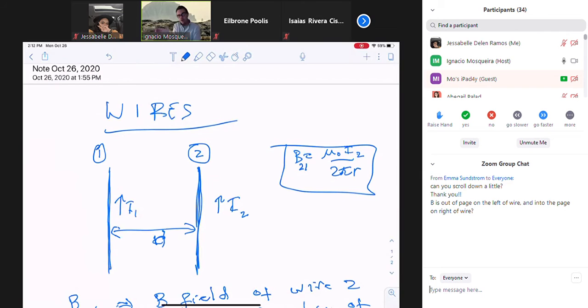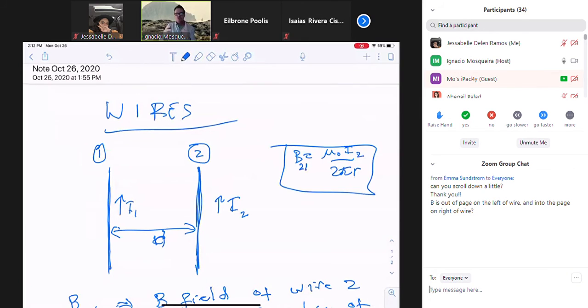So if you're interested in here in this direction, then this would be into the page. If you're interested here, it would be to the left. If you're interested here, it would be out of the page. Well, that's where wire 1 is. I want to know the B field at the other wire, not some random place in space, because what I'm interested in is the force on this wire. So I need to know the B field of this wire at the location of the other one. Okay, I hope that's clear. That's important. Emma had it right.